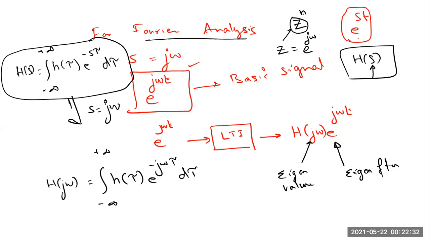So now what will be the form of the signal z raised to power n? It will become e raised to power j omega n. So for the continuous time case, we will use this signal in Fourier analysis, and for discrete time systems, we will consider this signal as our basic signal.